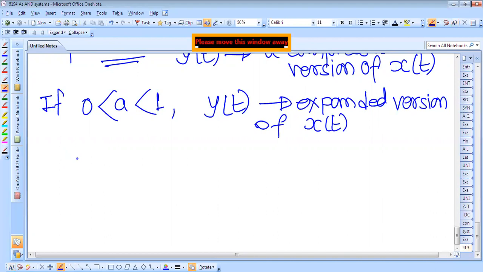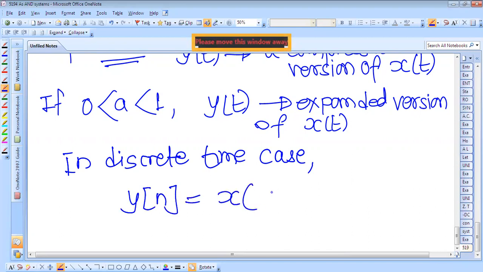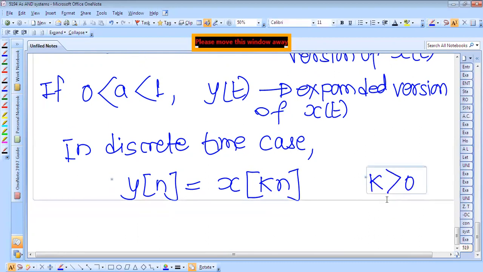But in the discrete time case, we can write y of n is equal to x of k n. So this is the time scaling for the discrete time signal, where k is greater than 0.